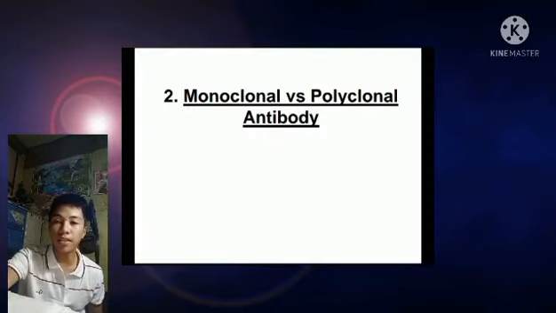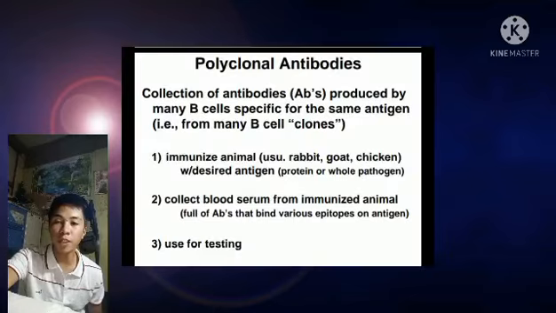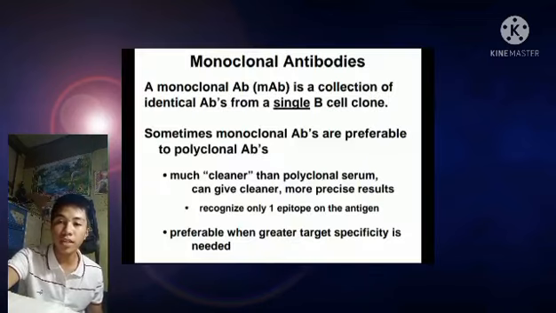And the second is monoclonal versus polyclonal antibody. Polyclonal antibodies: a collection of antibodies, ABs, produced by many B cells specific for the same antigen, from many B cell clones. Immunize an animal like a rabbit, goat, or chicken with the desired antigen, protein or whole pathogen. Collect blood serum from the immunized animal, full of ABs that bind various epitopes on the antigen. Used for testing.